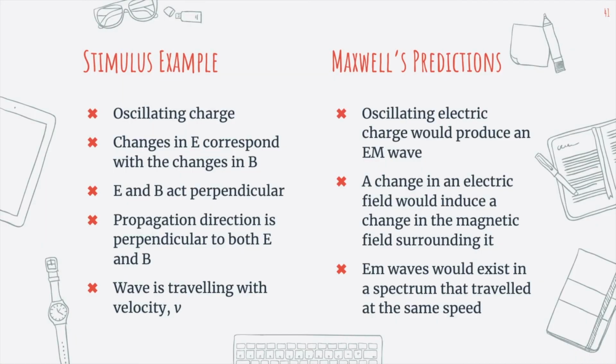So, how does this match up with the syllabus? Well, Maxwell's predictions were that an oscillating electric charge would produce an electromagnetic wave. He also stated that a change in an electric field would induce a change in the magnetic field surrounding it, and vice versa, and this would be self-propagating and continue. The final thing he noted was that electromagnetic waves would exist as part of a spectrum made up of different wavelengths, and that all of the waves that comprise this spectrum would travel at the same speed, the speed of light.